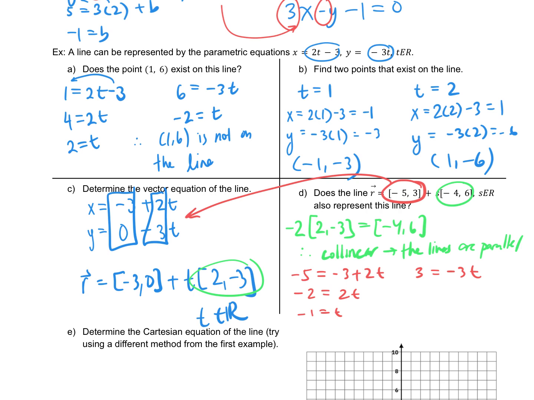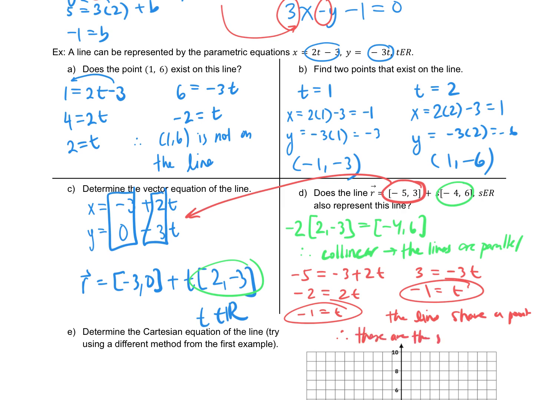And here I set y equal to 3, divide out the -3. It's the same t value. They share a point. The lines share a point. Therefore, these are the same line. If they did not share a point, then our lines would be parallel and distinct.